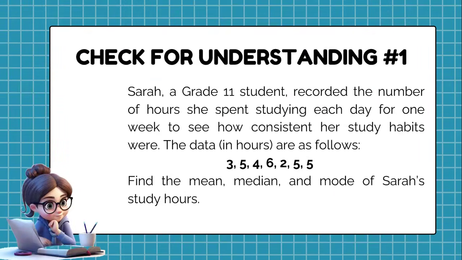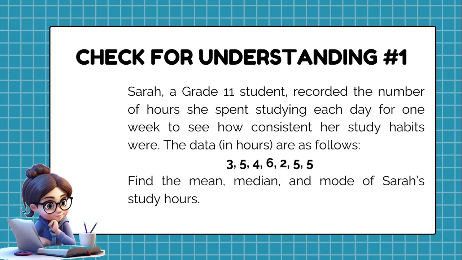Now let's check for understanding. Let's apply number one, study hours. Our given data set is 3, 5, 4, 6, 2, 5, and 5 hours respectively. So what are our mean, median, and mode? To get the mean, you have to add 3 plus 5 plus 4 plus 6 plus 2 plus 5 plus 5 and then divide by 7. What's your answer? Correct to two decimal places, that is 4.29.